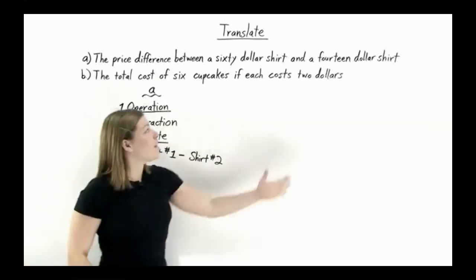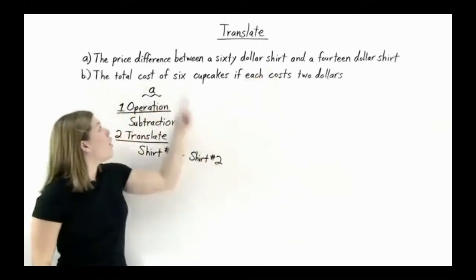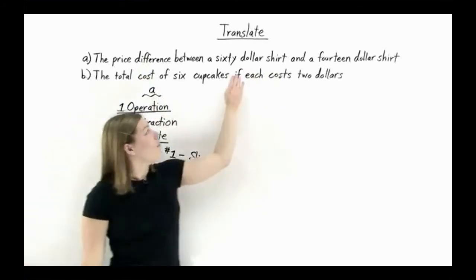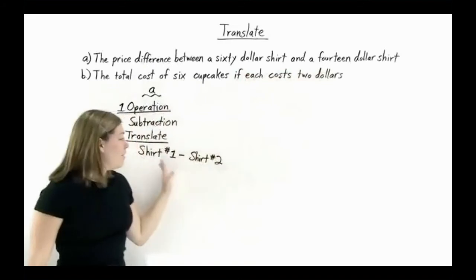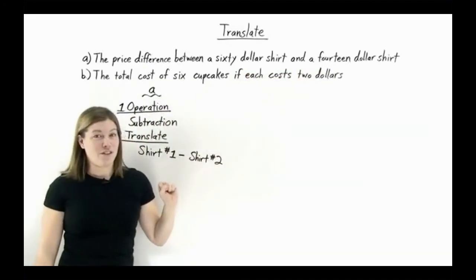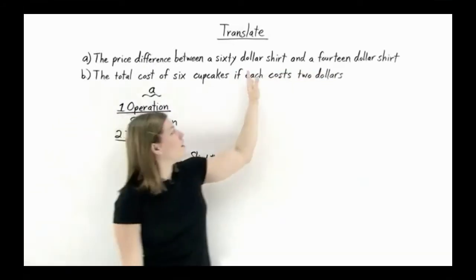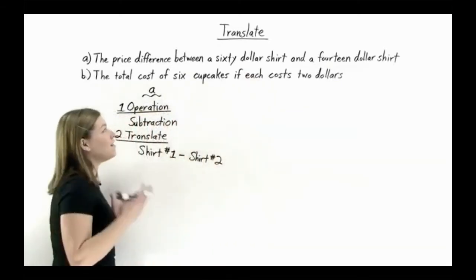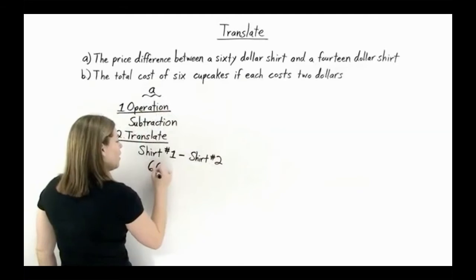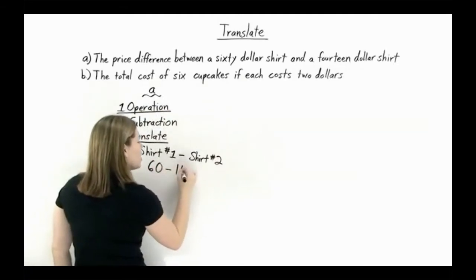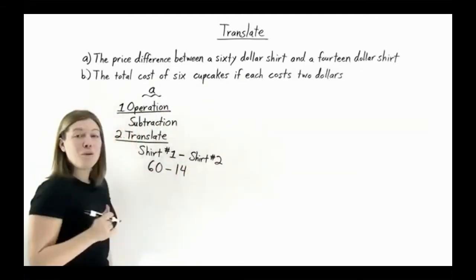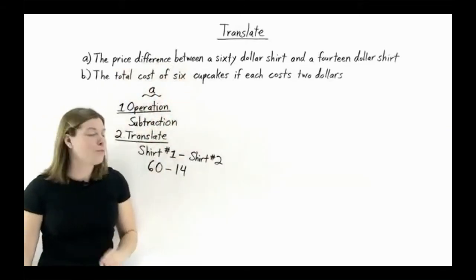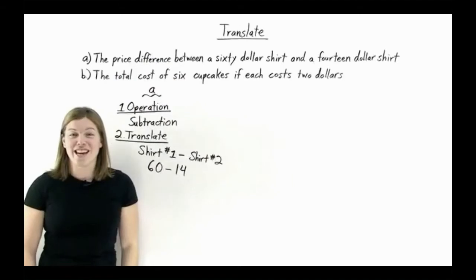But here, we're dealing with the prices. We want to find the price difference. So, we need to insert the dollar amounts for each shirt instead of just shirt 1 and shirt 2. Here, we're finding the difference between the $60 shirt and the $14 shirt. That means that the $60 shirt is shirt 1, and the $14 shirt is shirt 2. So, we've taken this phrase and translated it into the numerical expression 60 minus 14.